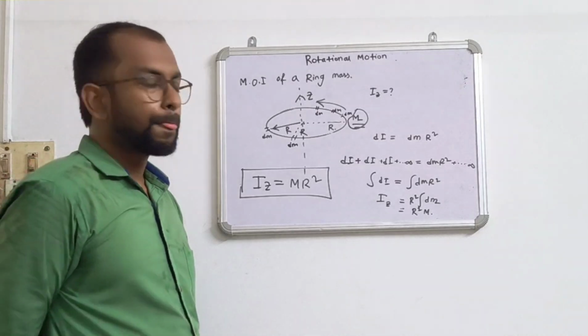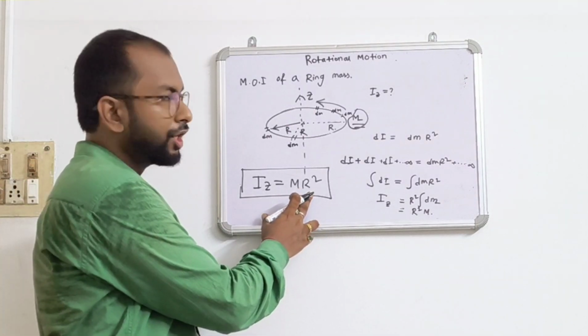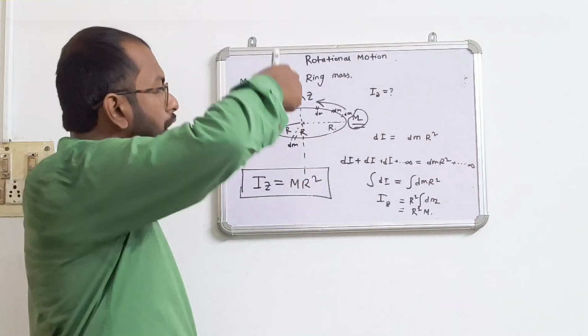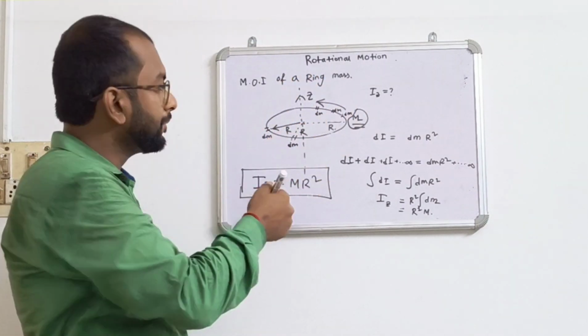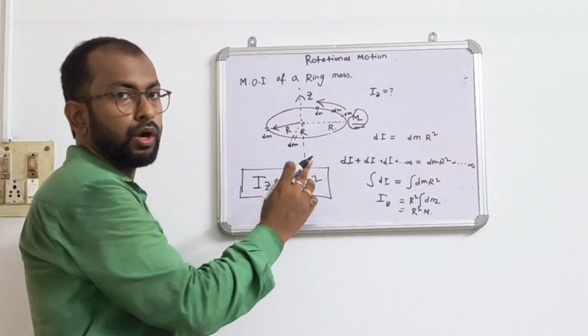So for a ring having mass m and radius r, the moment of inertia with respect to the z axis, or the axis which is passing perpendicular to the plane it is creating and which is passing through the center of mass also, the moment of inertia is m into r square.